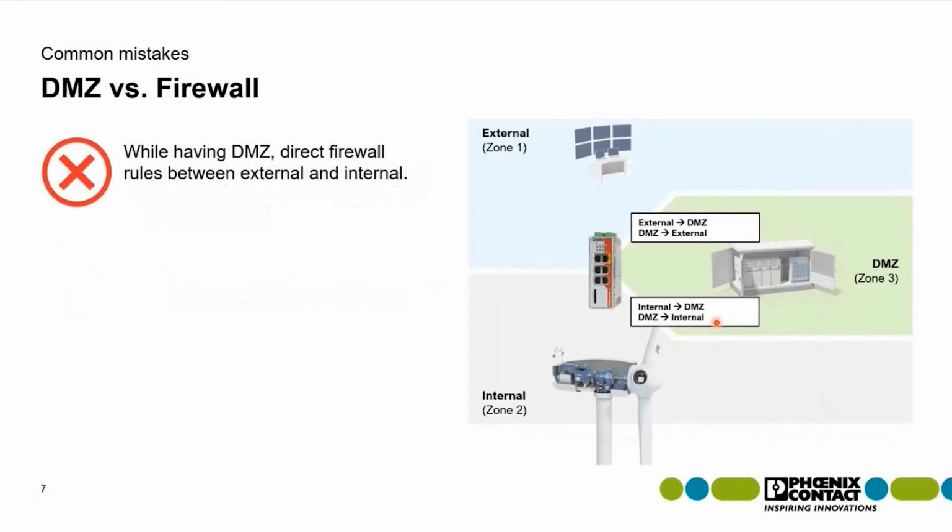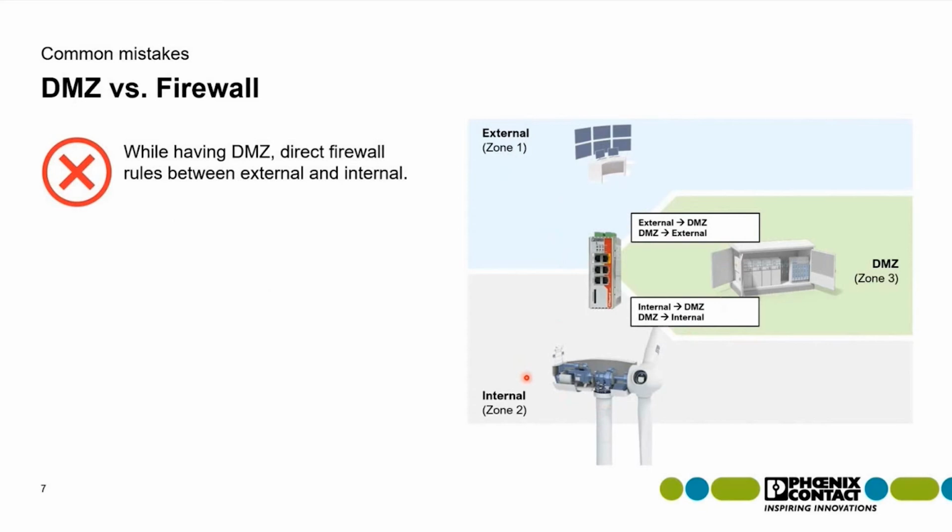The second common mistake is about the use of DMZ and firewall. The purpose of DMZ, as we mentioned, is to create an additional layer between the external and internal. Ideally, if you want to send data from internal to external, it should go to the DMZ, and then the DMZ passes the data to the external. So there shouldn't be any direct access from external to internal.